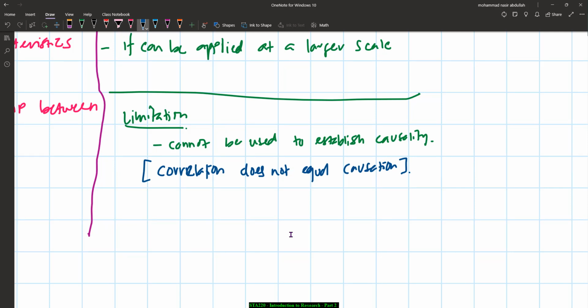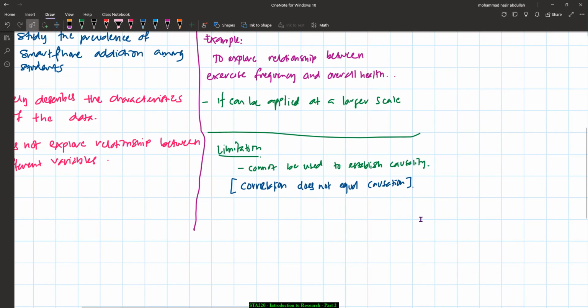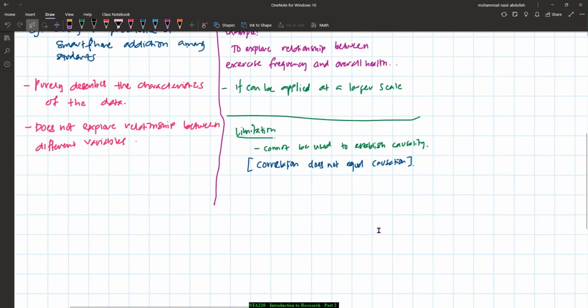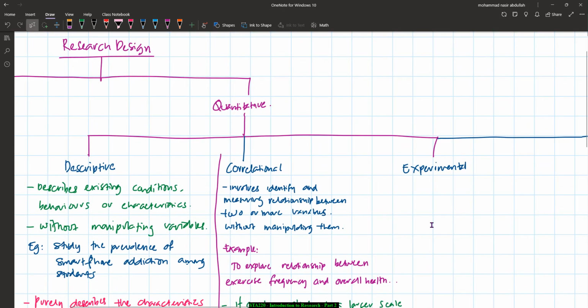So to establish the causation, we need to do some experimental. We need to apply some experimental design lah. We need to manipulate the variable. Right. Alright. That is some introduction about descriptive and correlation. Of course, after this you need to do some reading about descriptive research design and correlational research design. So let's move to the next one, which is experimental research design.